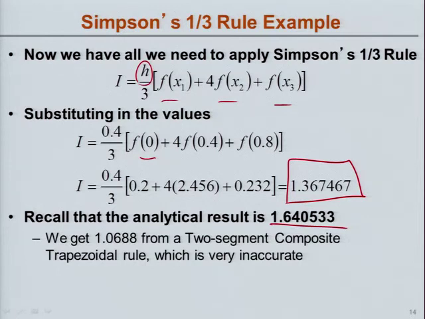If we use the 2-segment composite trapezoidal rule, we got something that was like that. So, in some sense, with the 2-segment trapezoidal rule, you're using 3 points and fitting straight lines. Here, we're using the 3 points and fitting a parabola, and we can see that previously we got something that looked like 1.06, now we're getting something that looks like 1.4. So it's a significant improvement.